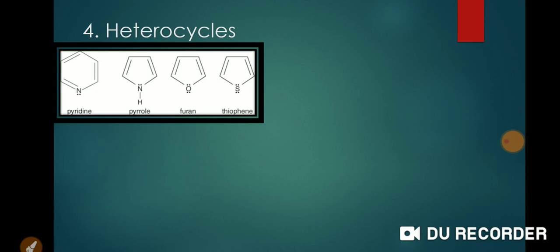When the carbon atoms in the benzene ring or any other aromatic compounds are replaced by atoms other than carbon, such as heteroatoms, for example oxygen, nitrogen, sulfur, then they are termed as heterocyclic compounds. In that, first we will discuss pyridine.